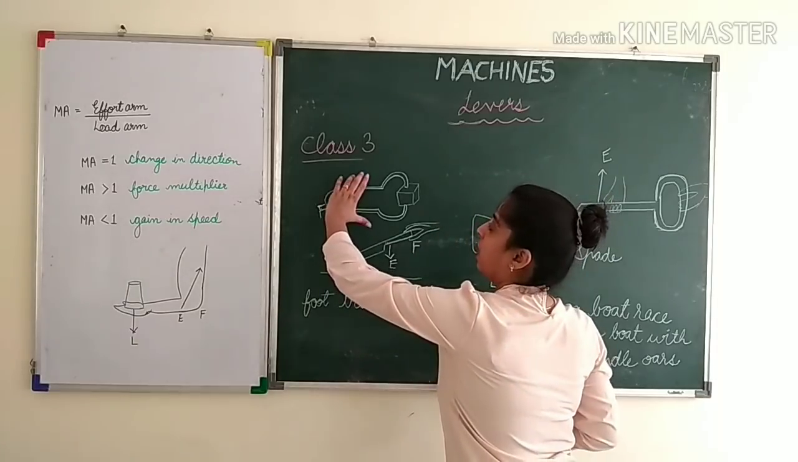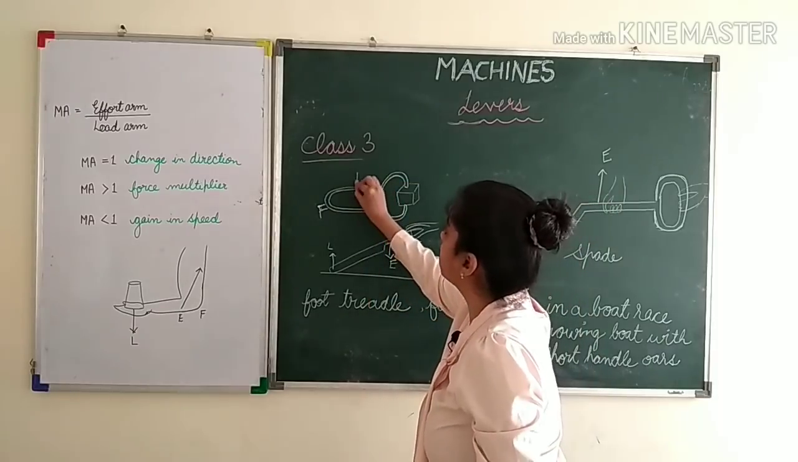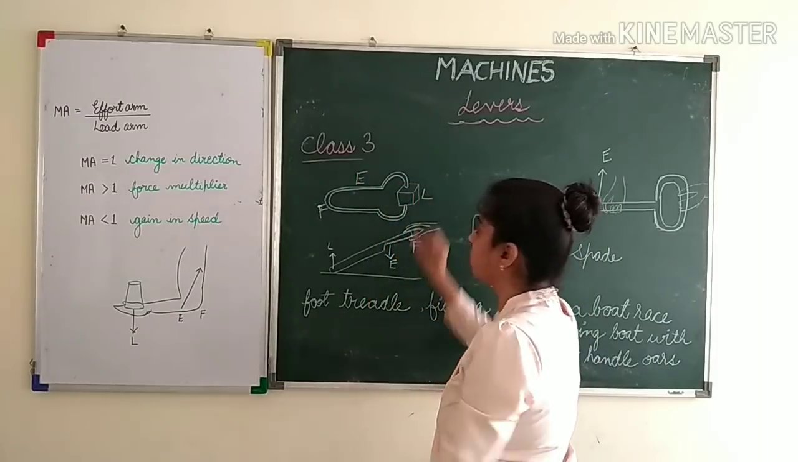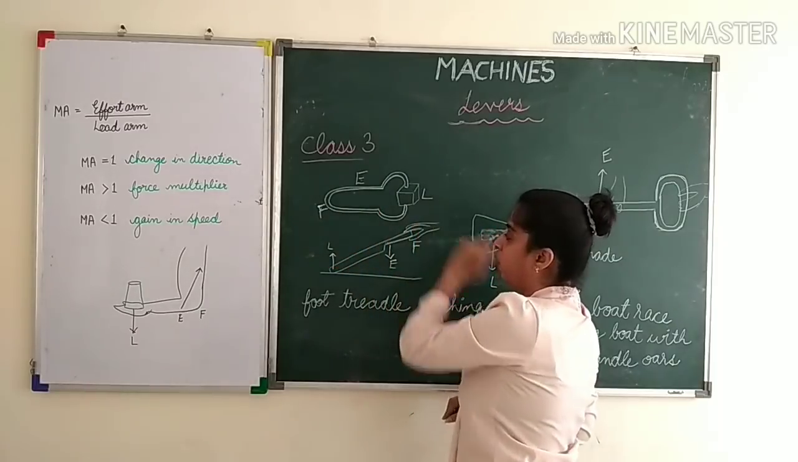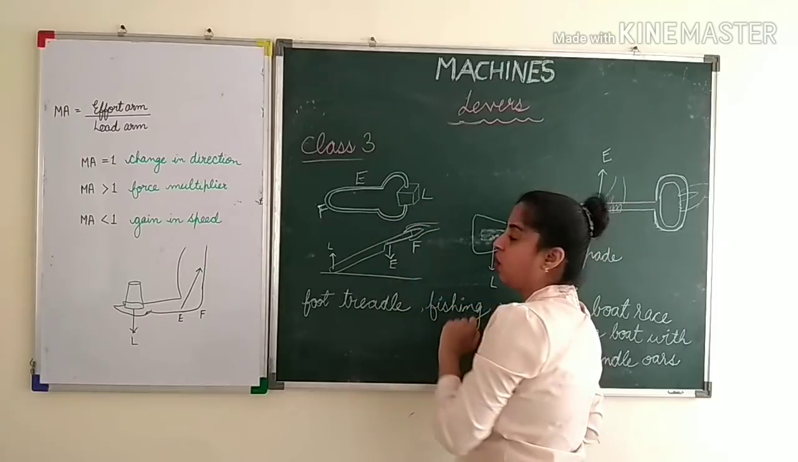Okay, effort हम यहाँ लगाते हैं. This is ice tong or fire tong. Here is the effort and load is here. So effort is in between fulcrum and load. Okay, you should always remember that effort and load are in opposite direction.